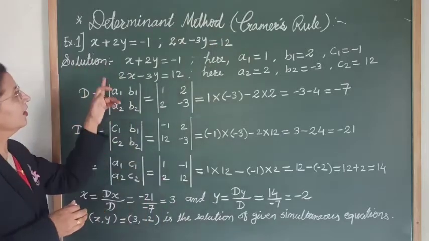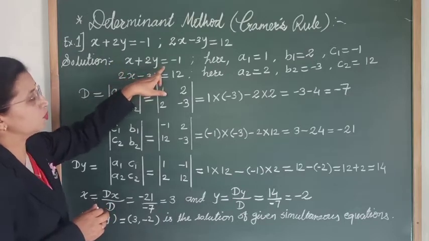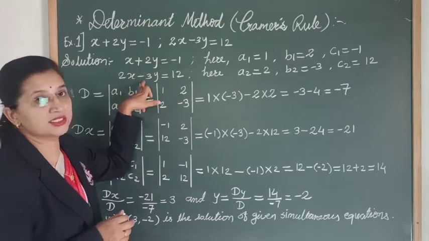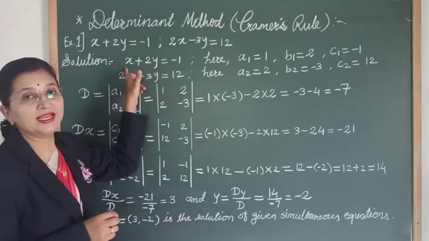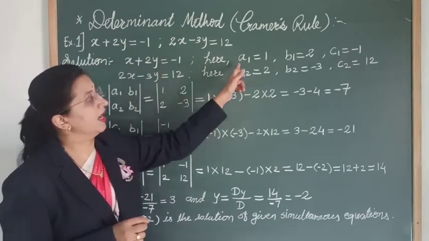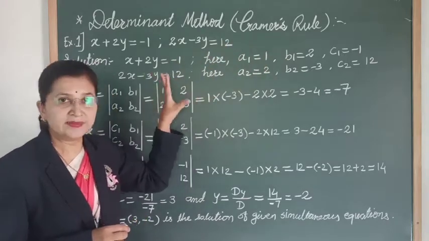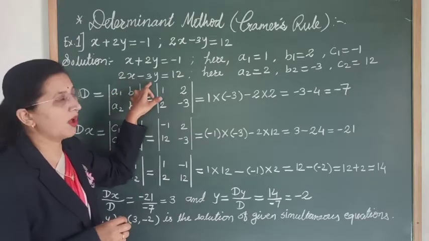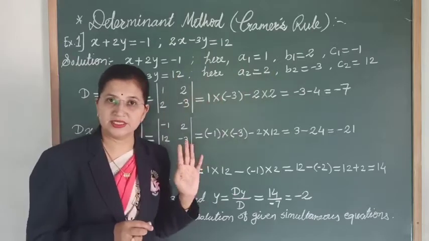Okay, so let's write down the first equation: x plus 2y is equal to negative 1. And the second equation: 2x minus 3y is equal to 12. Now here the coefficients of x and y of the first equation will be a1, b1, and this constant term will be c1. Similarly for the second equation, the coefficients of x and y will be a2, b2, and this constant term will be c2.